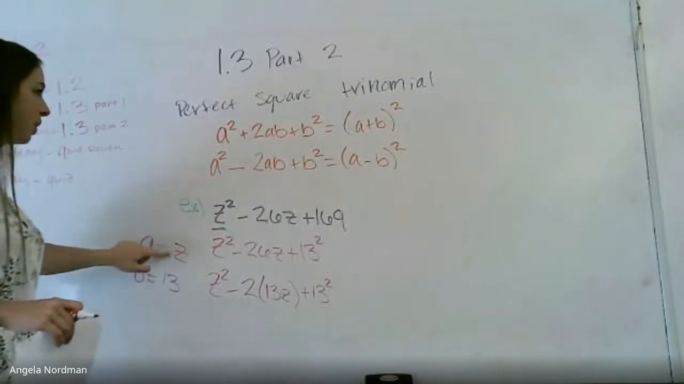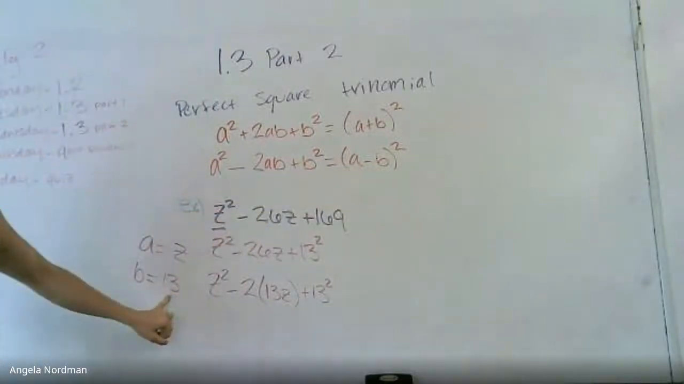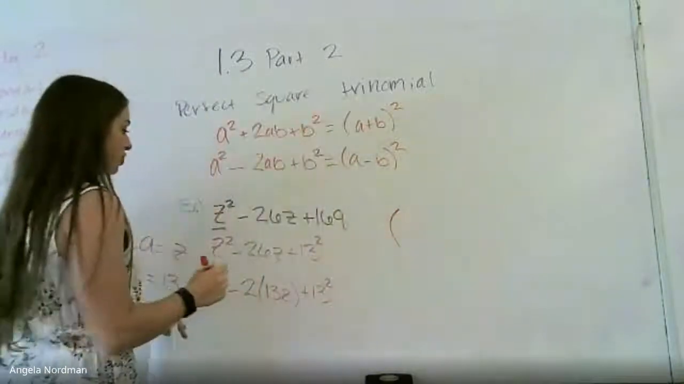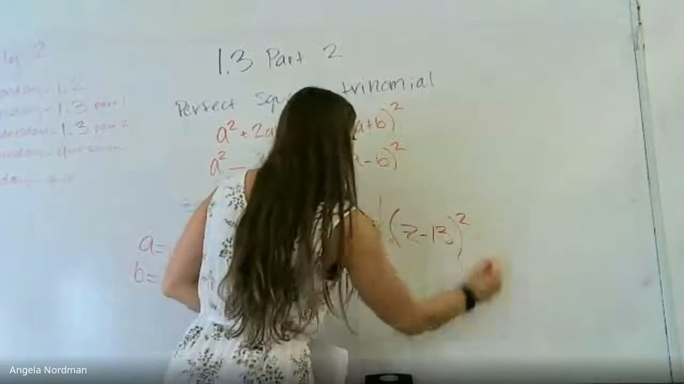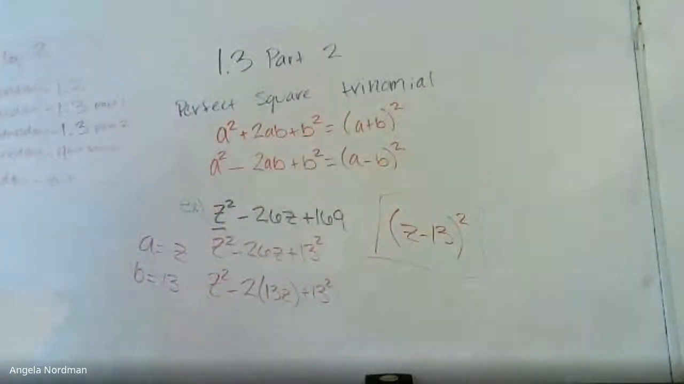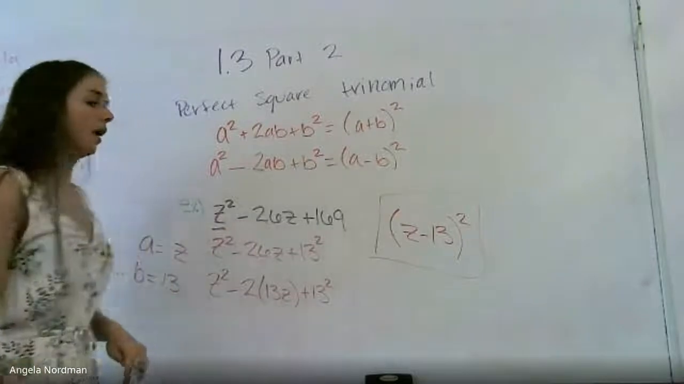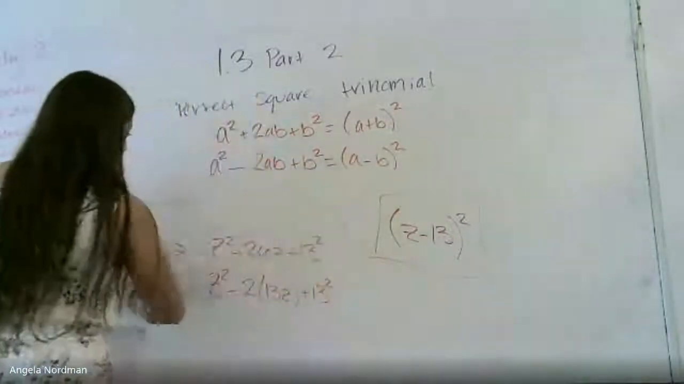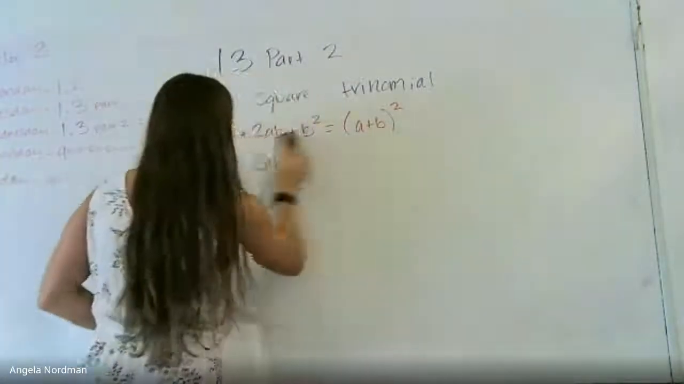So I take my A value, which is Z, and I subtract from it my B value, which is 13, and then write that quantity squared. So the full factored out version is going to be Z minus 13 quantity squared. You should always end with something maybe more compact or more clean looking than what I started with. So that is perfect square trinomials. Kind of the same thought process as dealing with differences of squares, just a little bit different.